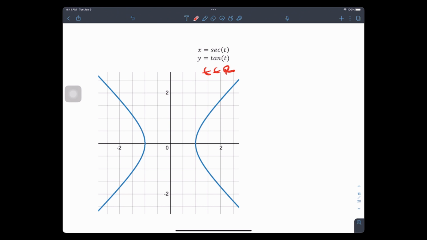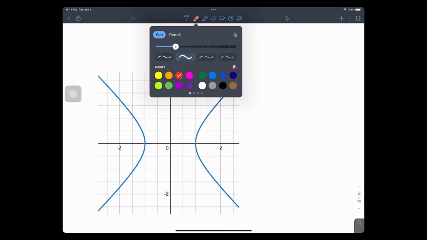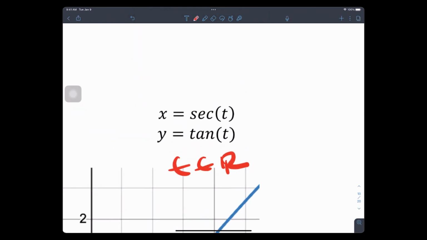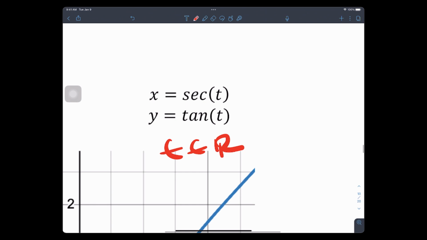But what does that look like to you? Why is that a hyperbola? Anybody know? How do you show? Because back in the day, you know what they would do? They would do something mean and say to you, hey, x is secant of t, y is tangent of t. Can you sketch this curve? And you go, what? And you didn't have a calculator.